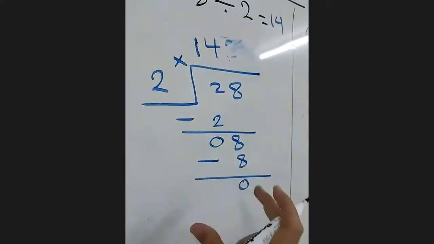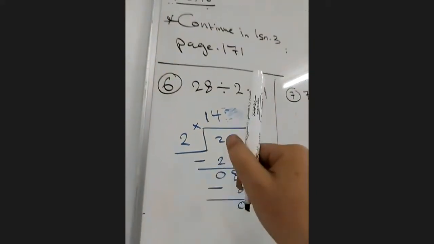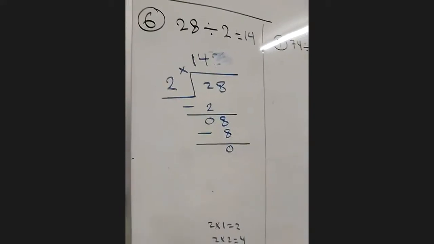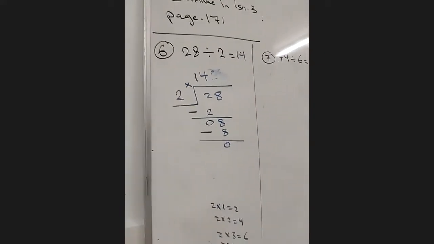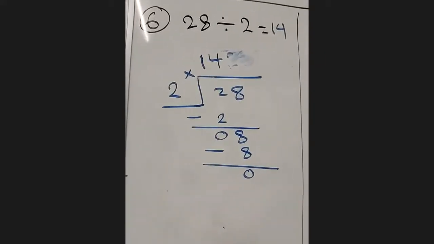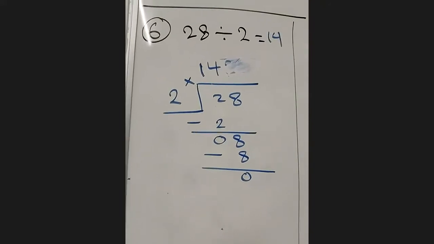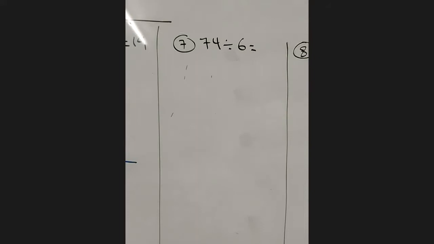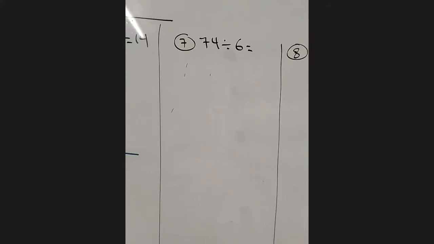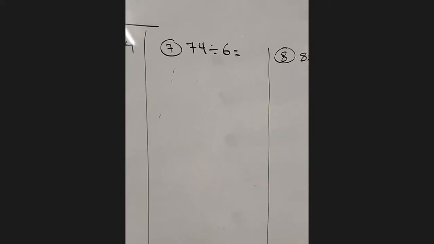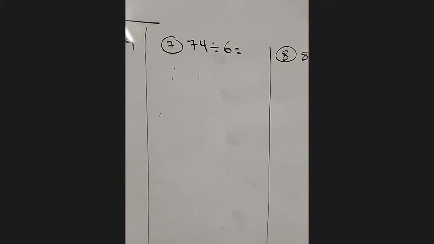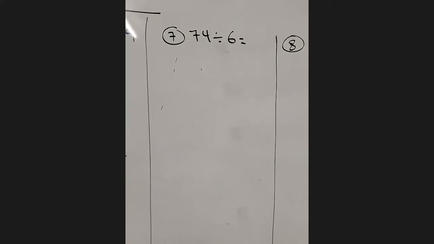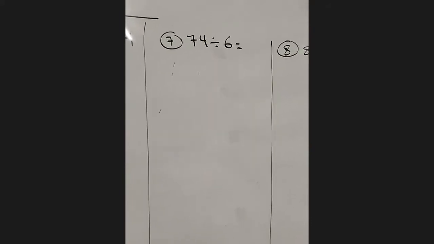So you need to do this question, guys, in your book, page 171, question number 6. Hope you understand how we divide 2 digits by 1 digit. Now let's go to question 7 together. And now you will solve for me. So I will choose a student. And please, guys, if you don't understand how to divide, please ask me. Please tell me, Mister, I don't understand how to divide.